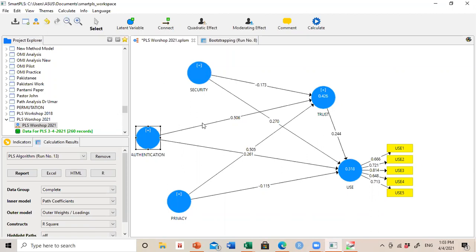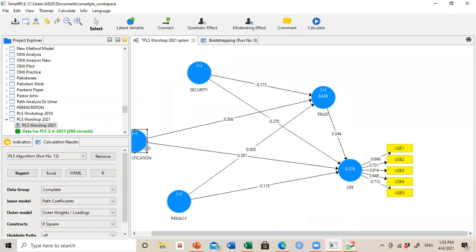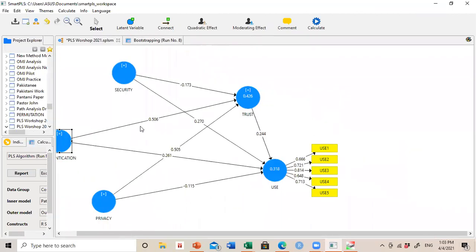The second one, authentication, they are all positive. So in this case, we say it is complementary, and that's it. Because the last one is not significant, we don't even need to talk about it. I think this one made sense.